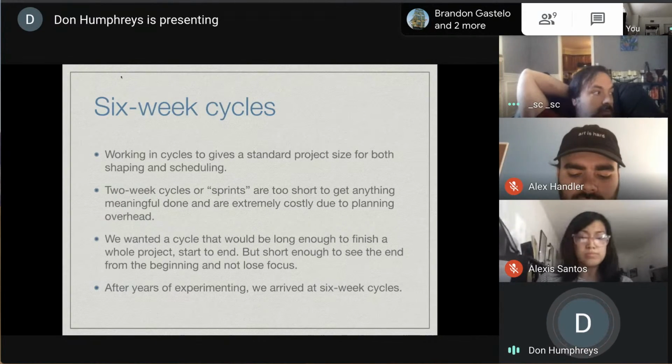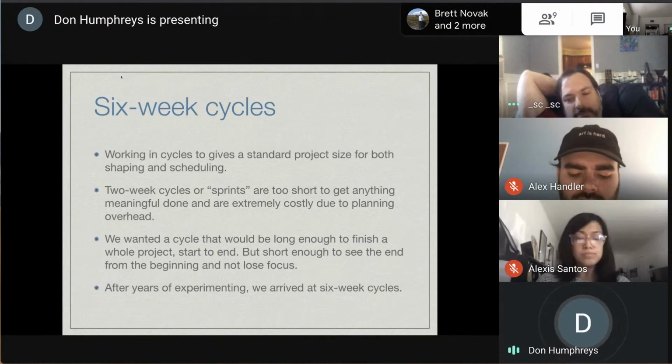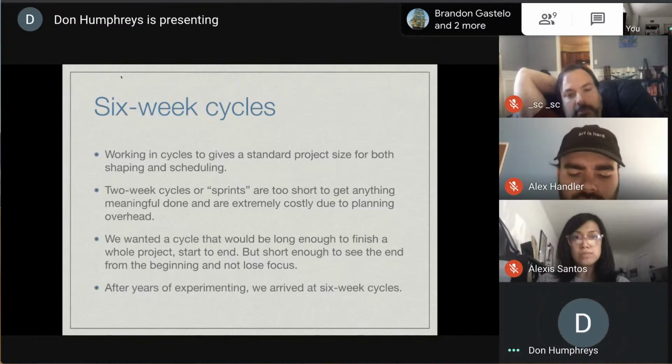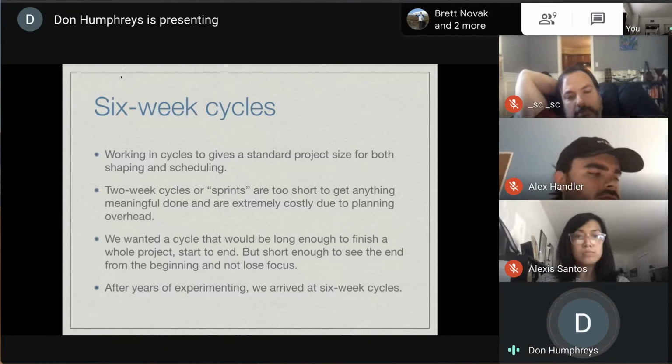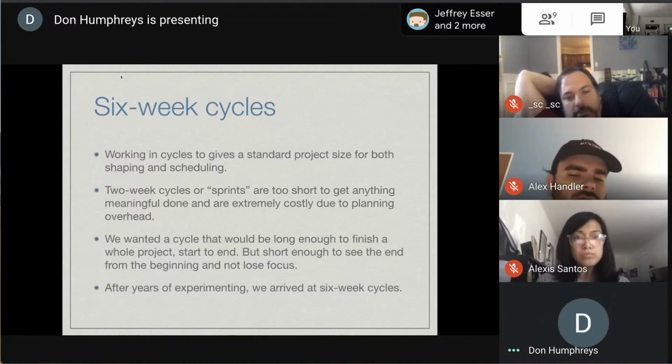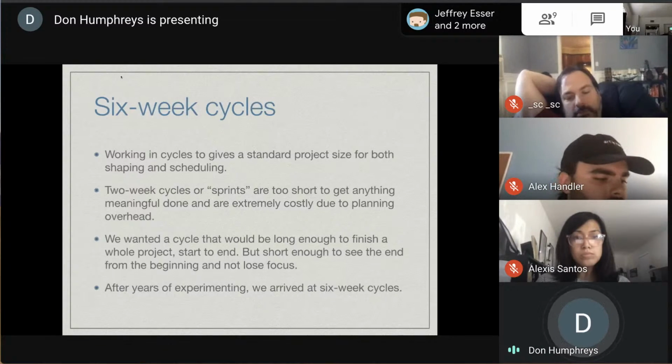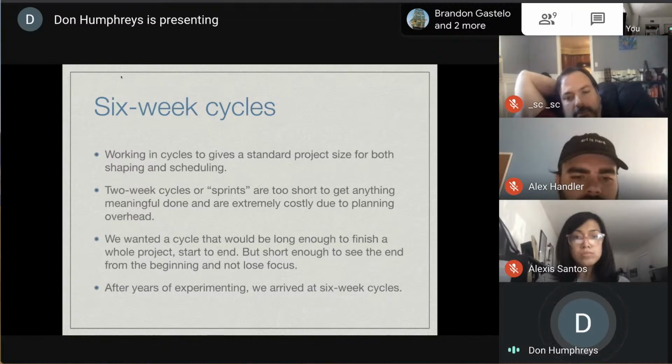They found 2-week cycles or sprints were too short to get anything meaningfully done, and are extremely costly due to planning overhead, like weekly planning meetings, all that kind of stuff we're used to with our sprints. So they wanted a cycle that would be long enough to finish a whole project start to end, but short enough to see the end from the beginning and not lose focus. After a few years of experimenting, they arrived at 6-week cycles.